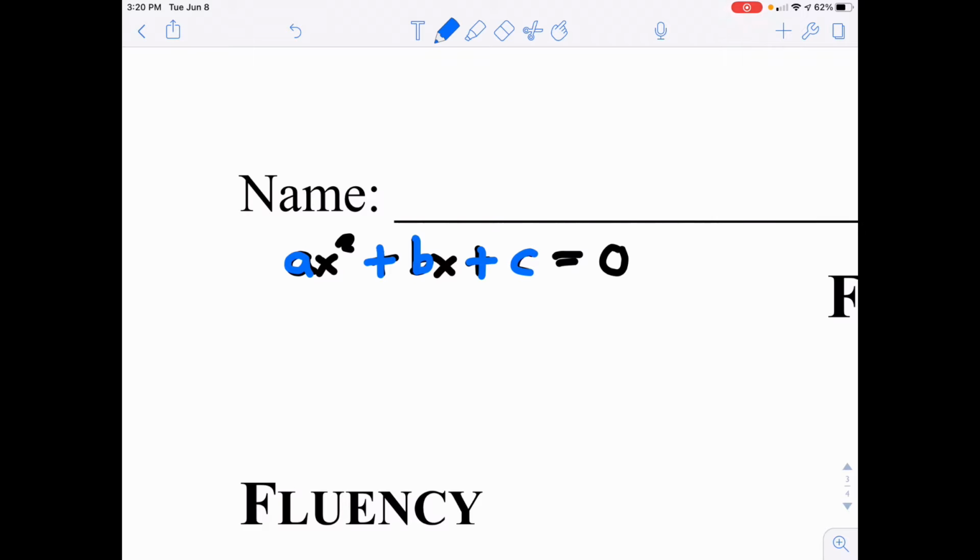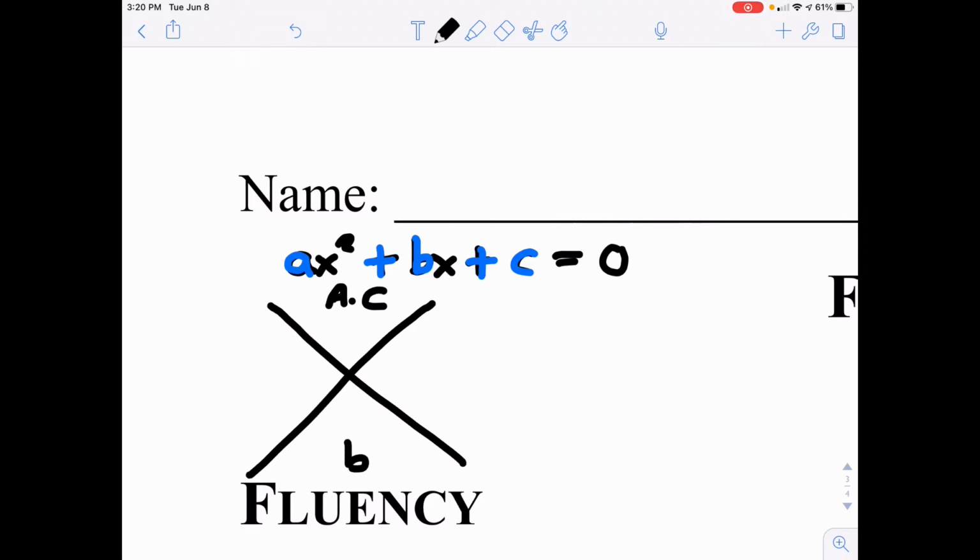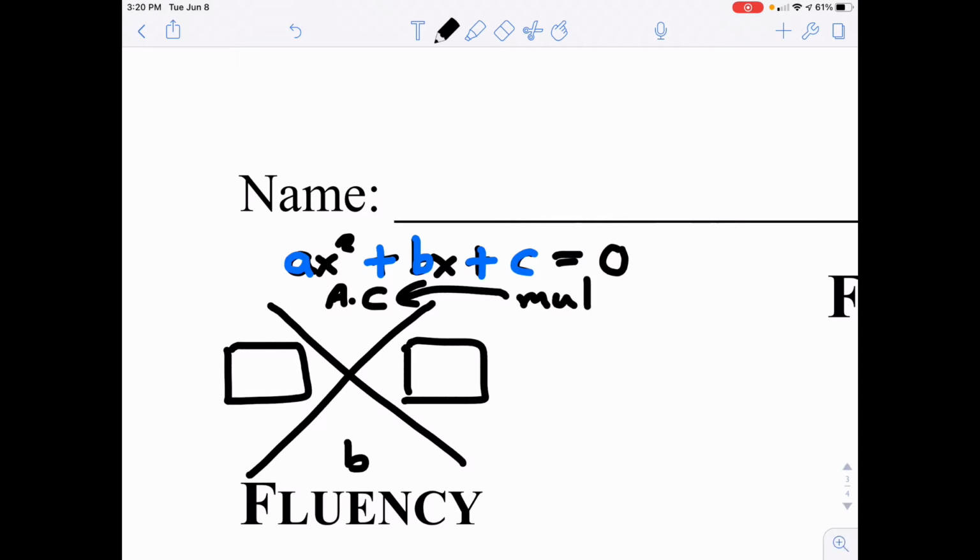Now, when we use the x method or the cross method, what we do is we place a times c on top of the cross and we place b on the bottom of the cross. Then you look for two numbers, here and here. These two numbers have to multiply to get a times c, and they have to add to get b. Let's practice this.